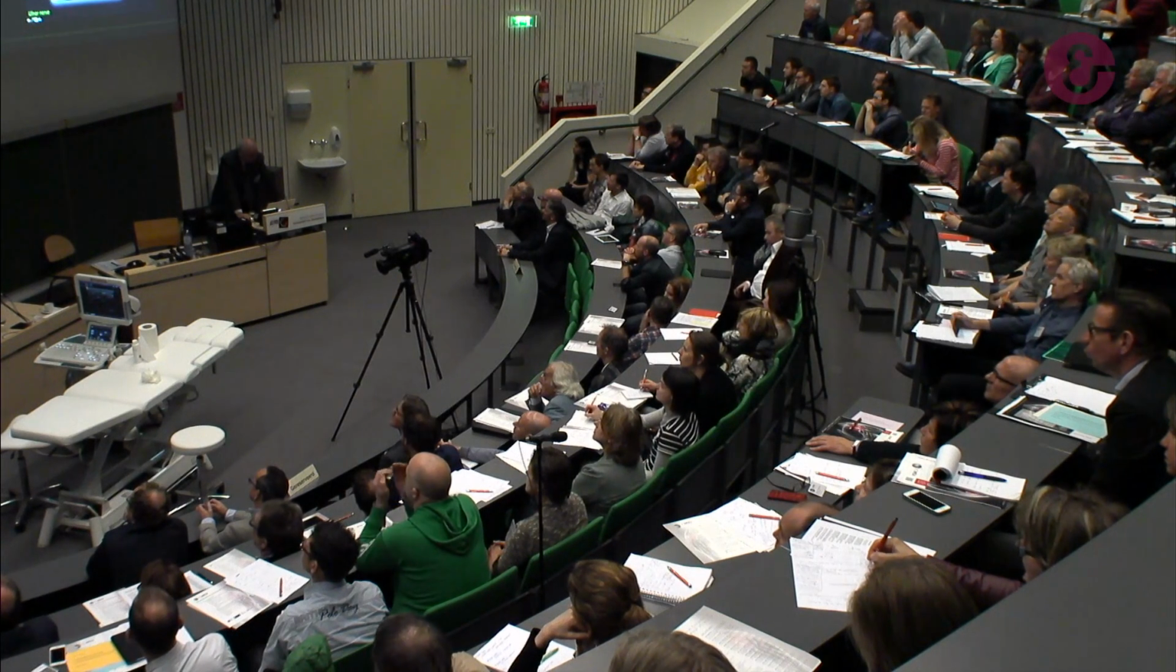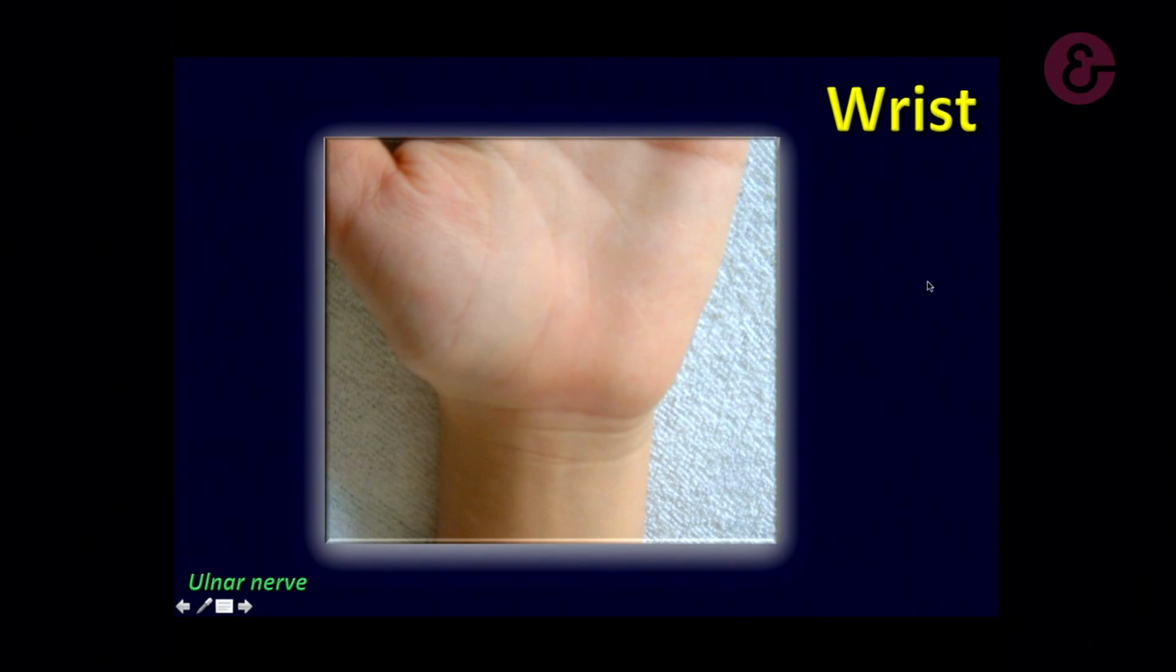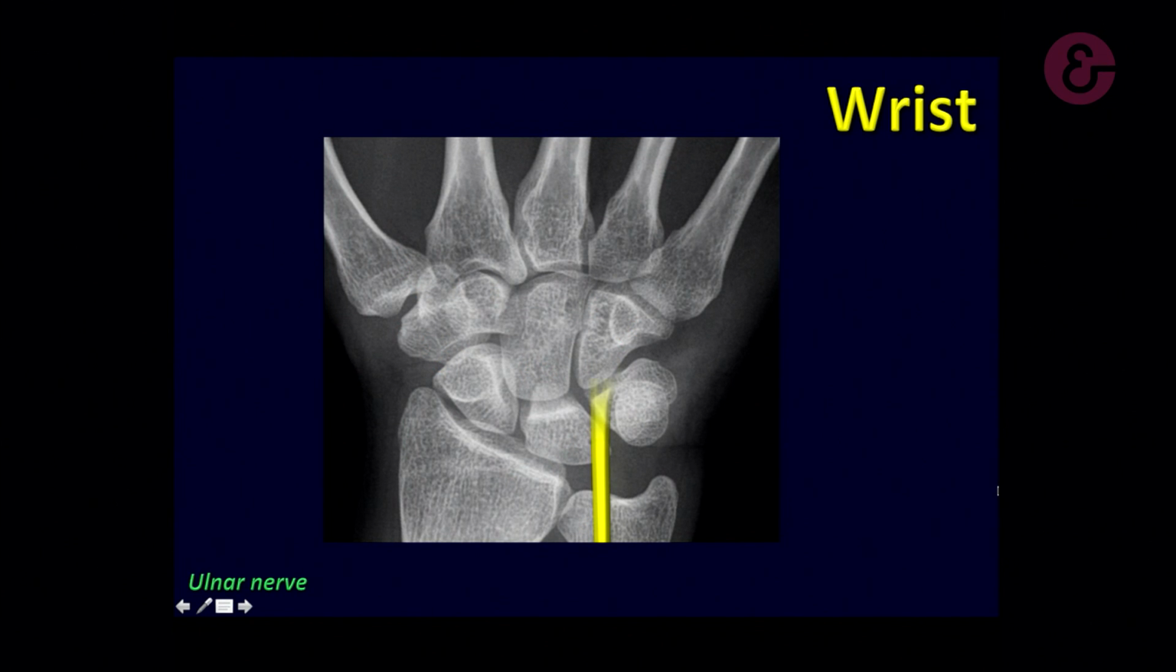To the wrist. I have enough time? It's okay. To the wrist, I don't discuss the carpal tunnel, but I discuss a little bit the ulnar nerve. As you can see, the splitting of the nerve at this level. This is the pisiform, splitting in two, or sometimes, more frequently, three. One is the deep motor, two are the superficial for the fifth and for the fourth.